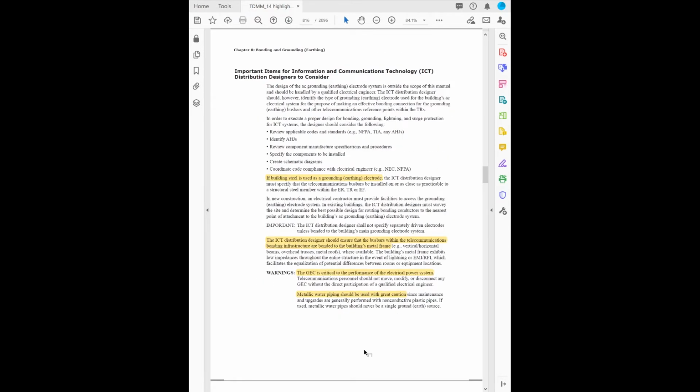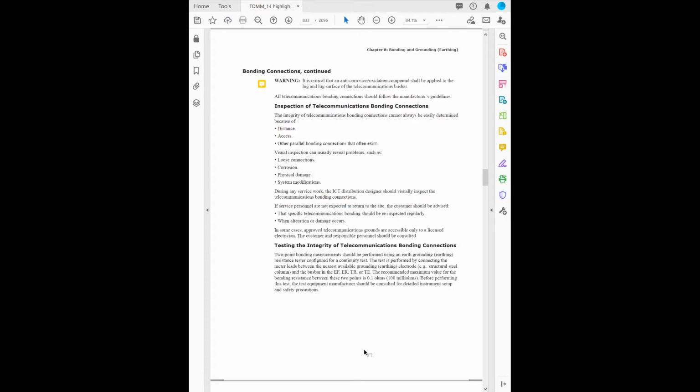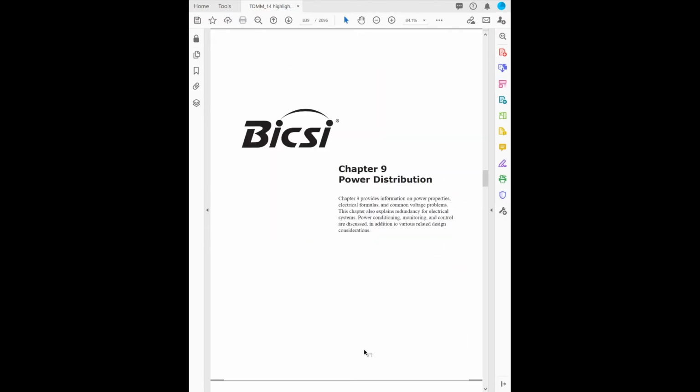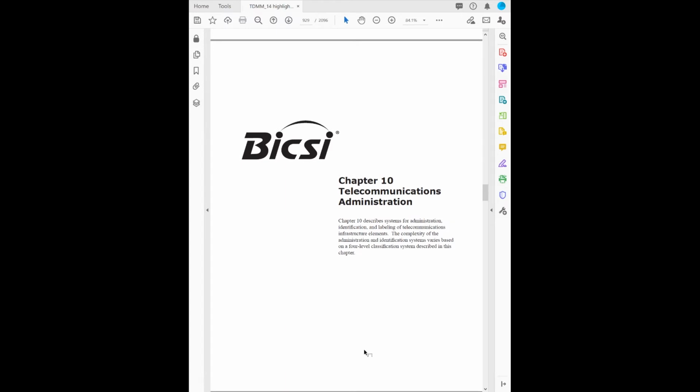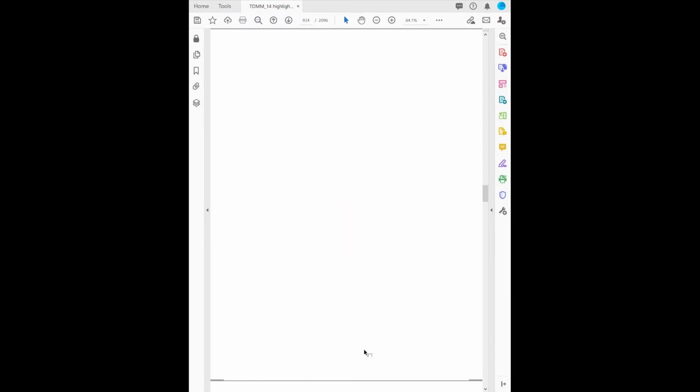Moving on to page 6. There's a new section on what to consider. And that's it for chapter 8. Chapter 9, Power Distribution. The only thing they have done within this chapter is just some basic reorganization of existing material. Chapter 10, Telecommunications Administration.